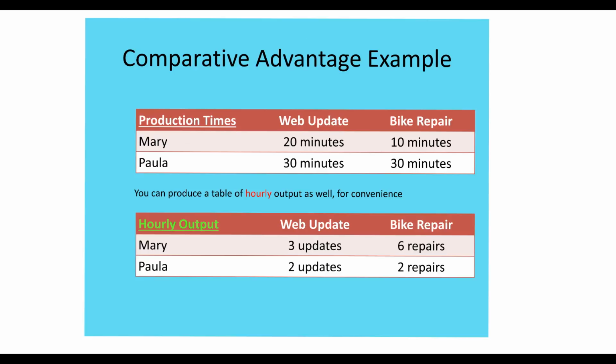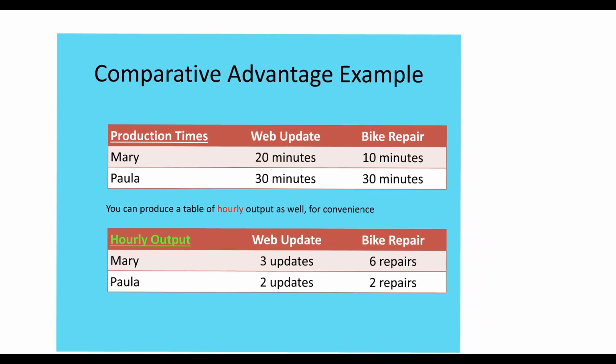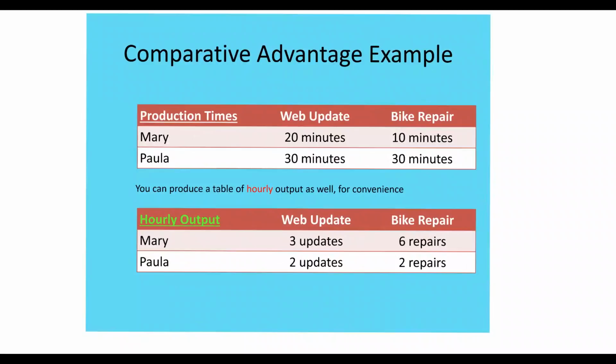Again, the arithmetic here is fairly straightforward. So if it takes Mary 20 minutes to do a web update, and where did we get that from? Well, that's the information we started from. In an hour, that is in terms of the hourly output, she can do 3 updates in an hour. That is, Mary can do 3 updates an hour. Now, Paula, it takes her a half an hour, and therefore she can do 2 updates in an hour. That's for Paula. And then you can go from that information to the table of opportunity costs as well.